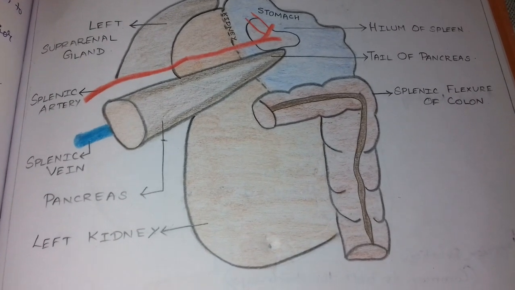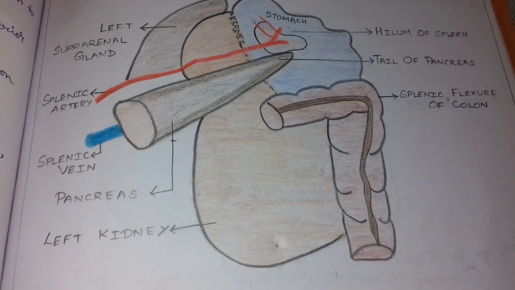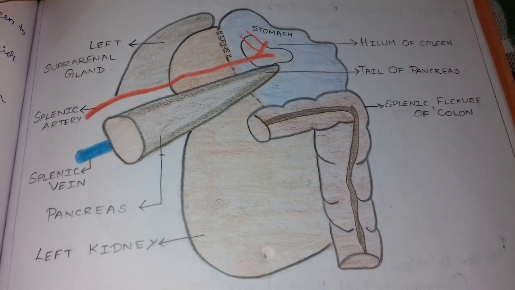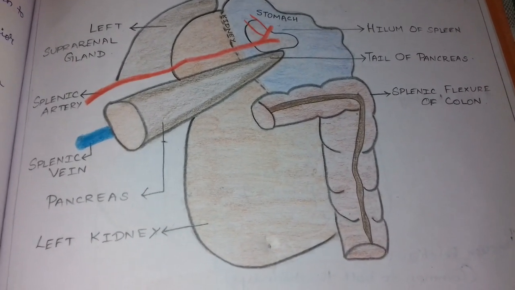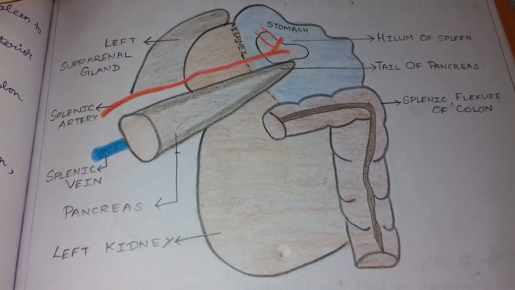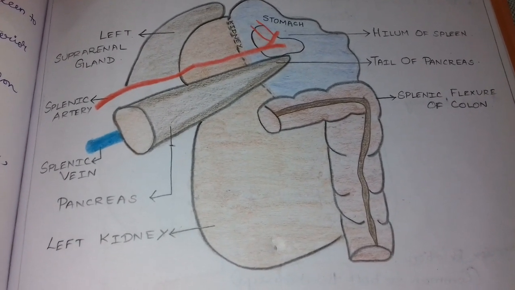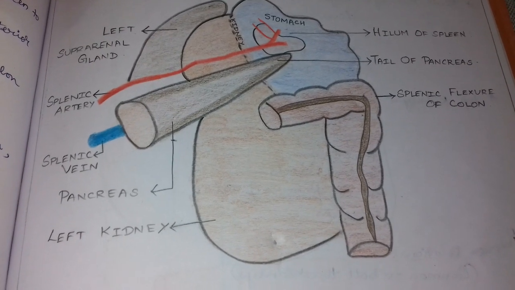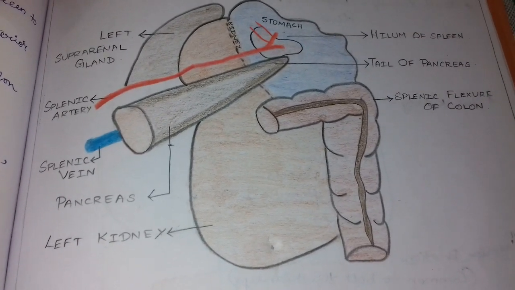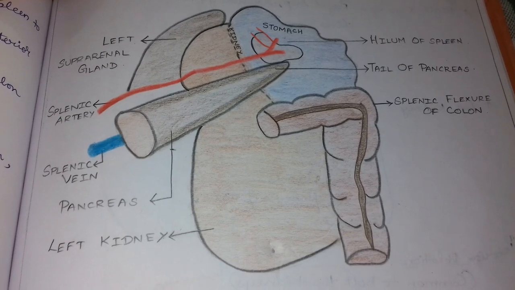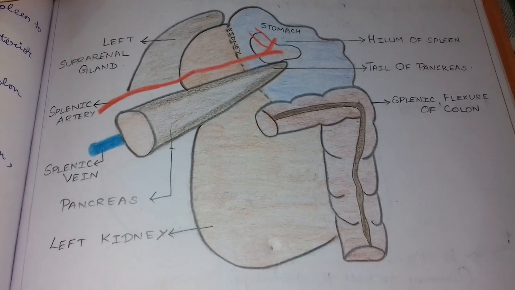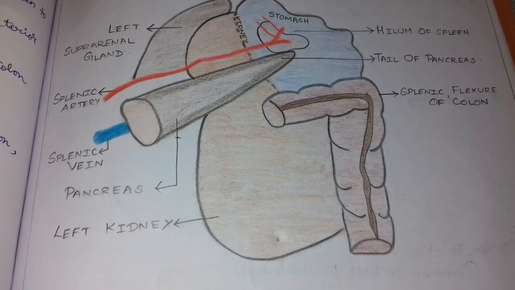The anterobasal angle is the clinical angle of spleen, because when the spleen is enlarged, the anterobasal angle is felt first. It is the most forward projecting part of spleen. Then hilum of spleen lies between the superior border and intermediate border, and the hilum is pierced by splenic vessels.